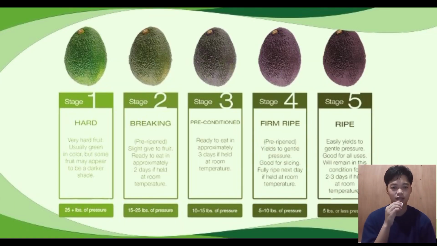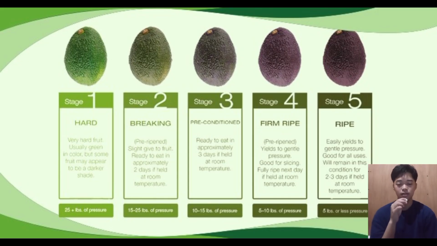To better understand post-harvest development, let's track the avocado's transition from harvest to peak flavor. So we can identify 5 specific phases defined by skin tone, texture, and resistance. Stage 1 is the hard stage. The fruit is firm, vibrant green, and completely unripe. So it is physically resilient, requiring more than 25 pounds of pressure to compress. Dili pa ni siya pwede makaon.